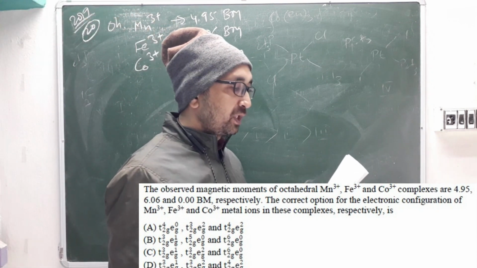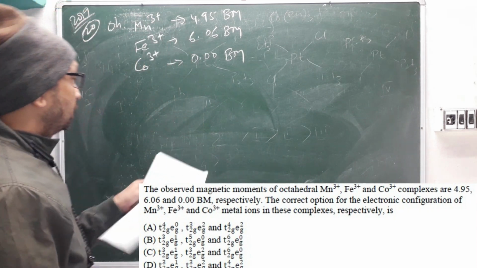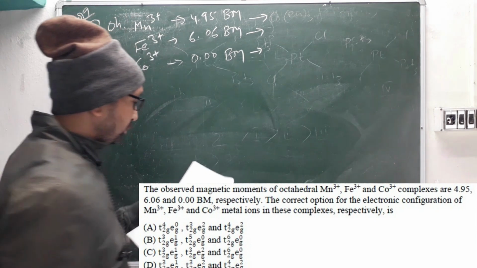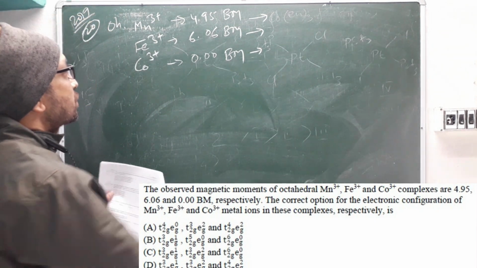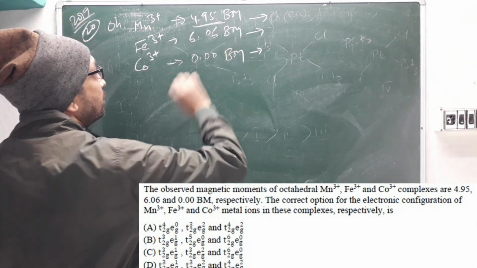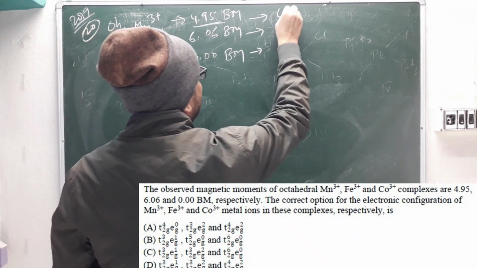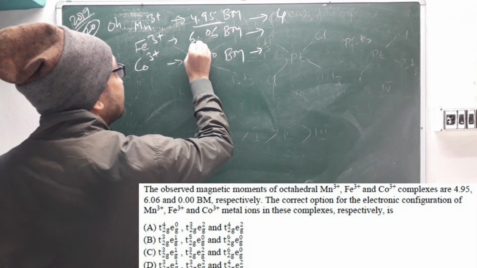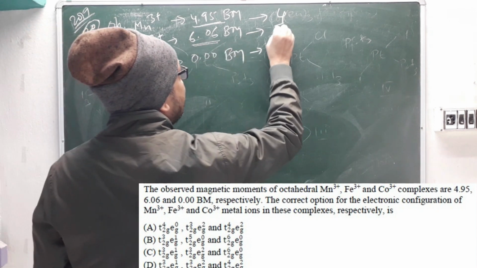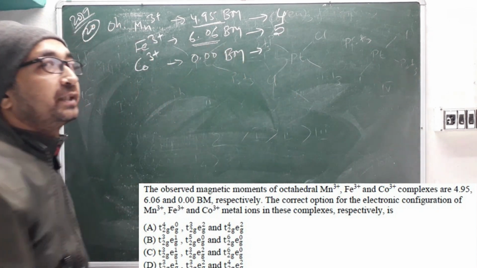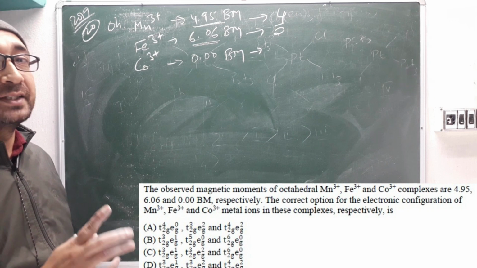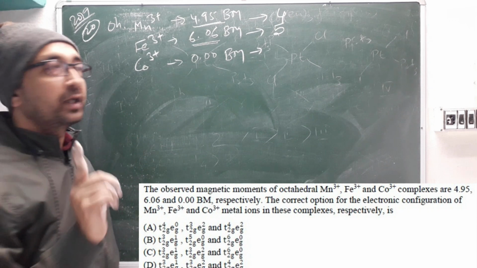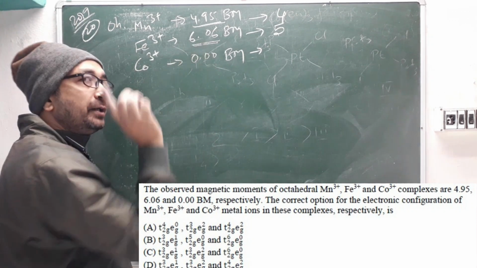The correct option for the electronic configuration of, okay, they are asking the electronic configuration. We have to write the electronic configuration based on this. So first of all, if it is 4.95 Bohr magneton, it means there are 4 unpaired electrons. If it is 6.06, it means there are 5 unpaired electrons. Don't go for 6, right? Because 6 unpaired electrons won't be possible in octahedral. So it is 5.92.